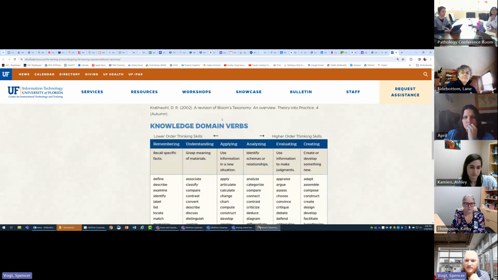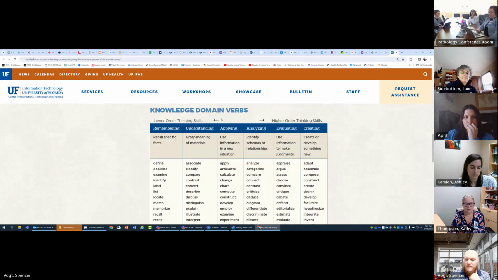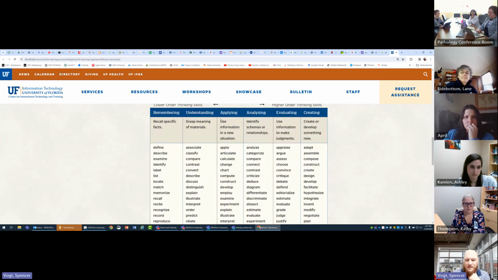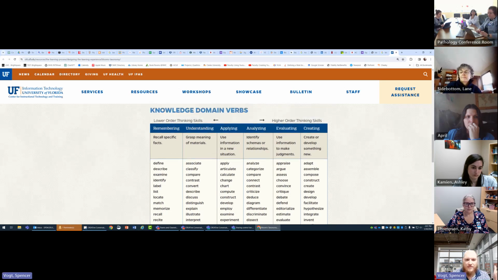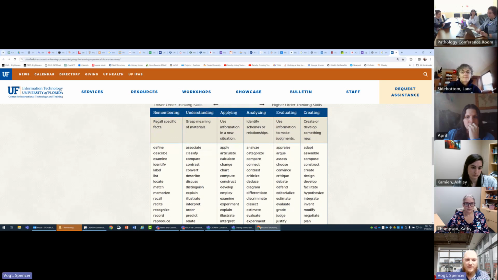Lane, you did mention the different kinds of verbs that we use, and this is just a quick example of the different kinds of verbs that are available through this whole scheme. Okay, so again, starting with the remembering is down here on the left hand side, and it moves up through evaluating, creating, so on and so forth.